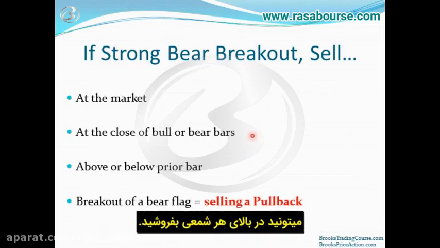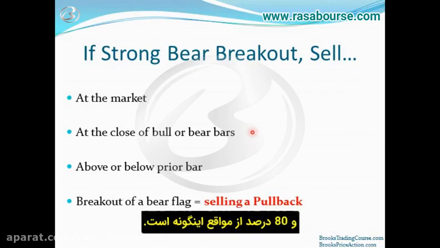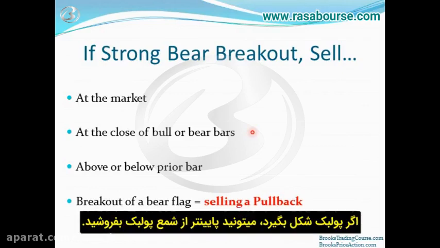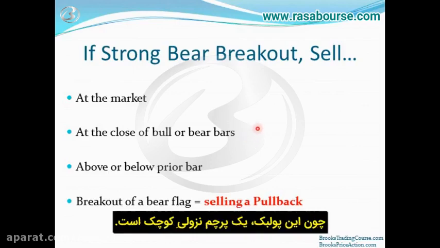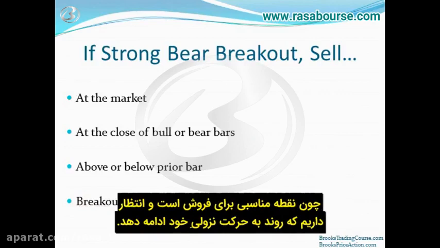You can sell above the high of any bar, because that would be an attempt to make the strong breakout fail, and 80% chance that will not succeed. If you get a pullback, you can sell below the low of that bar, because that pullback becomes a small bear flag. If you have a bigger bear flag, you can sell on a breakout of the bear flag, because it's a high probability short entry, expecting the trend to continue down.